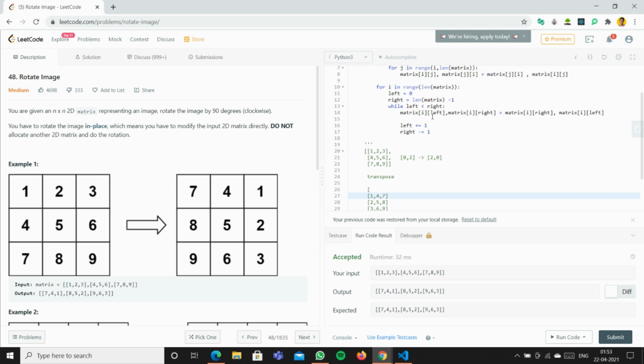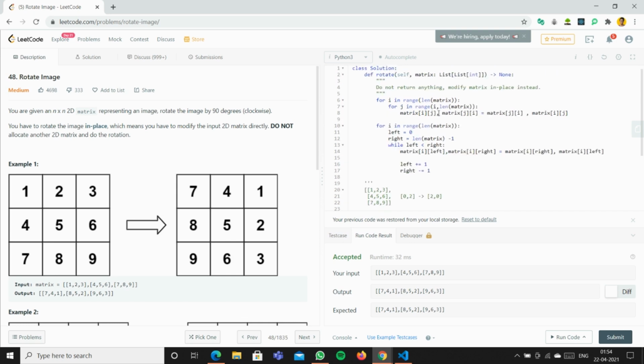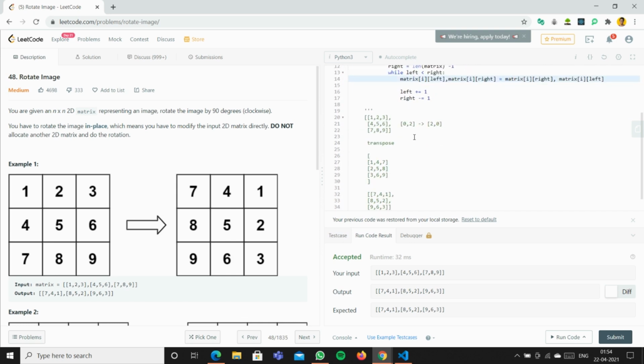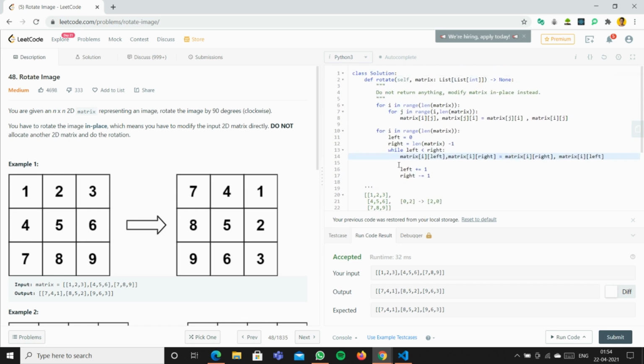So we're going inside the loop, we're taking each row. So matrix[i] is going to the first row, and the left will be 1 and the right will be 7. And we're interchanging them, so left becomes right and right becomes left. Then we're incrementing left and decrementing right, so both will now go to the second row, to 4, and since left will not be less than right, the loop will stop. That will happen for 3 iterations, and then you get your answer.